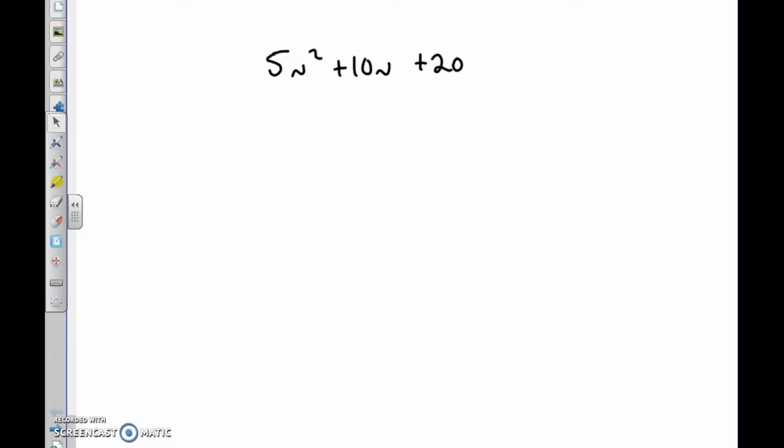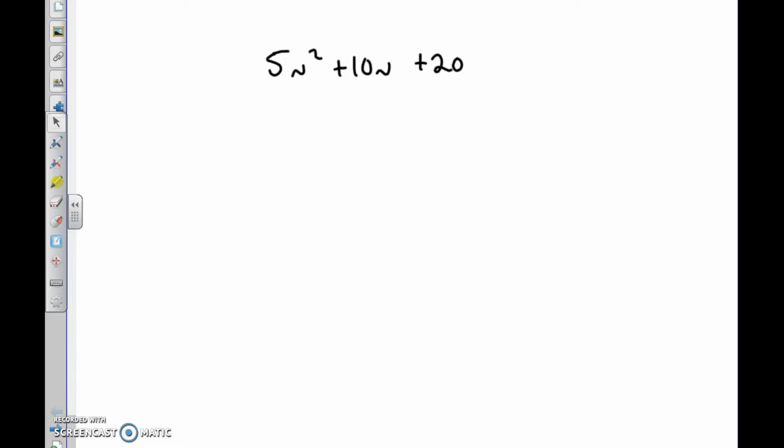So the first thing that we always need to do is we need to factor out a greatest common factor, if possible. In this case, we have a greatest common factor, or something that multiplies to give me all 3 numbers, would be a 5. We can see that 5 times 1 gives me the 5 in front, 5 times 2 gives me the 10 in the middle, and then 5 times 4 would give me the 20.